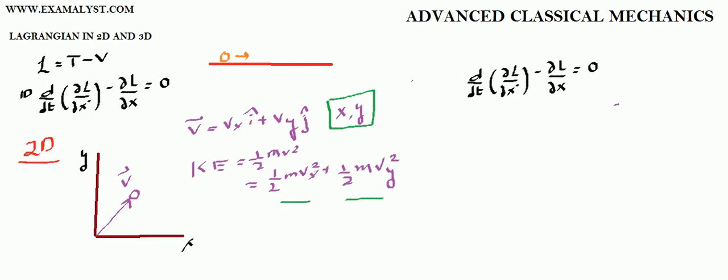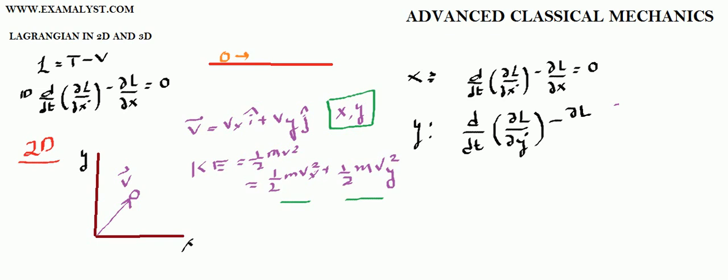Then there will be another Lagrangian equation of motion for the y coordinate. For the y coordinate, we have everything the same, just that there will be a change in x. So the x will become y. So this is the partial derivative of L with respect to y dot, y dot being the velocity in the y direction, minus del L divided by del y, and this equals 0. Agreed?